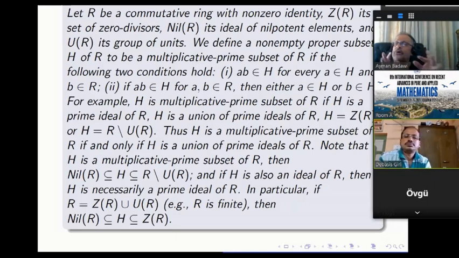Anyway, so our setting here is that H is a multiplicative prime subset. What does multiplicative prime subset mean? Whenever you have an element A in H and B in R, then AB has to stay in H. And the second condition: if AB is in H, then one of them has to be in H. Okay, we go to the sum.